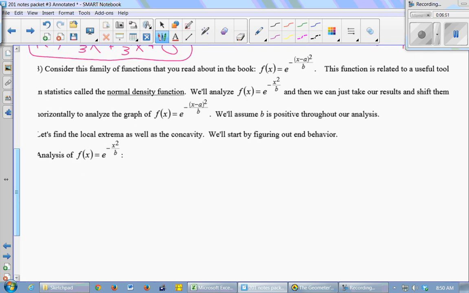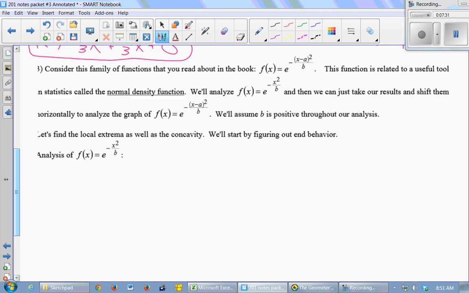Okay, so now I have a family of functions that, if you did your reading for today, you read about in the book. f of x equals e to the negative (x minus a) squared over b. This function is related to a useful tool in statistics called the normal density function. I'm just going to analyze e to the negative x squared over b, because that minus a in parentheses is just going to represent a horizontal shift, if you remember from transformations from an algebra class. So I'm going to analyze it without the a and then just tell myself after that a represents a horizontal shift.